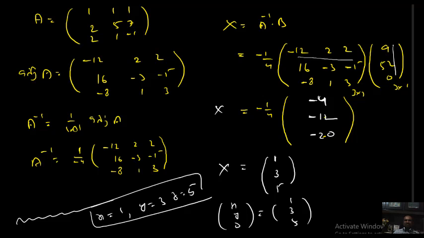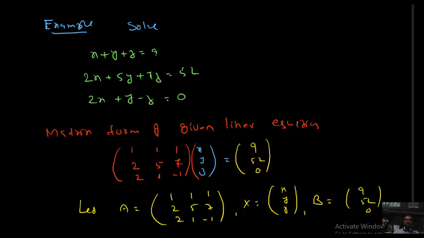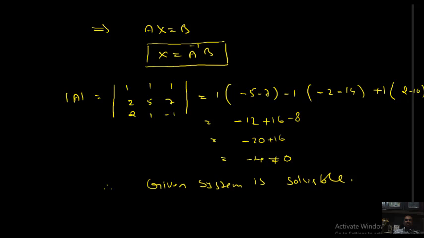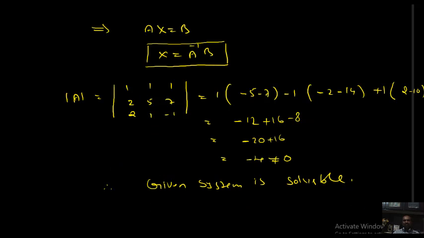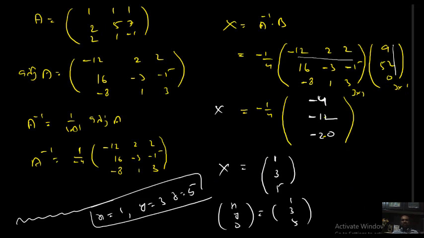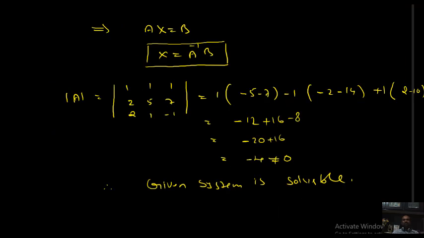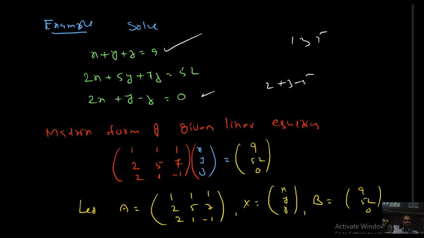So sometimes we need to cross check, as your solution may or may not be correct. So cross check: substitute in the given equations. What I got, I will write here. 1 3 5. So 1 plus 3 plus 5, okay, this is satisfied. Any one of them. Last one: 2 plus 3 minus 5, 0. Okay, so what you got is correct only. Like that we need to check the second equation also. So in this way you can solve the consistent non-homogeneous linear equations by using the matrix inverse method.